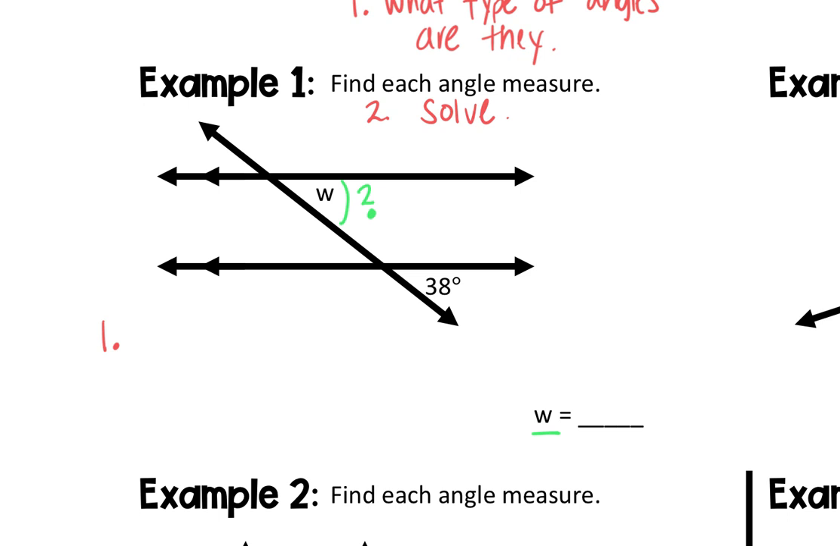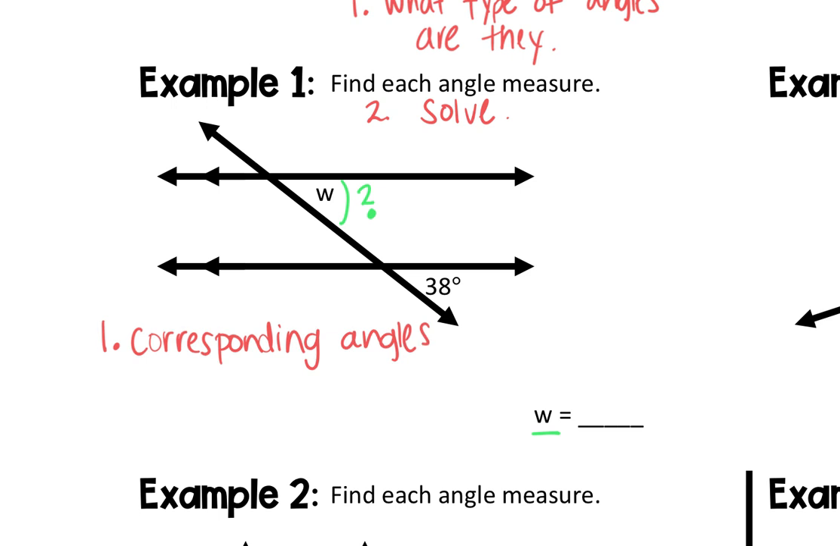Okay, and I can already eliminate alternate exterior angles because W, that angle that we're looking for, is inside of those lines. Okay, so that narrows it down. This must be corresponding. So I have corresponding angles. And I see it in their group of 4.